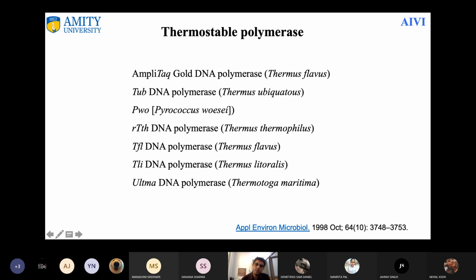Where you don't need the proofreading, you use the tag. Okay. Okay, sir. Thank you.